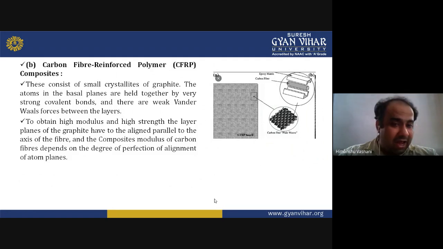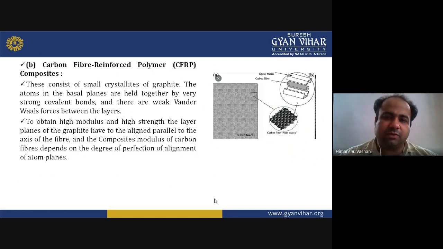To obtain high modulus and high strength, the layer planes of the graphite have to be aligned parallel to the axis of the fiber. The composite modulus of carbon fibers depends on the degree of perfection of alignment of the atom planes. So this is the information about carbon fiber reinforced polymer composites.